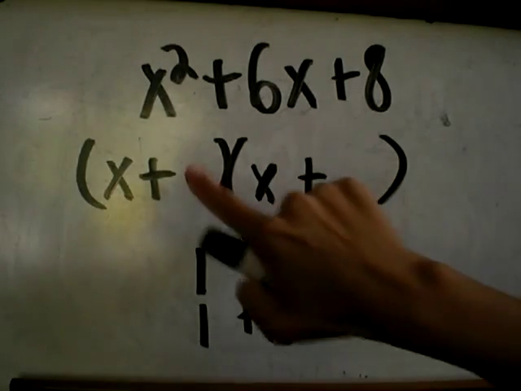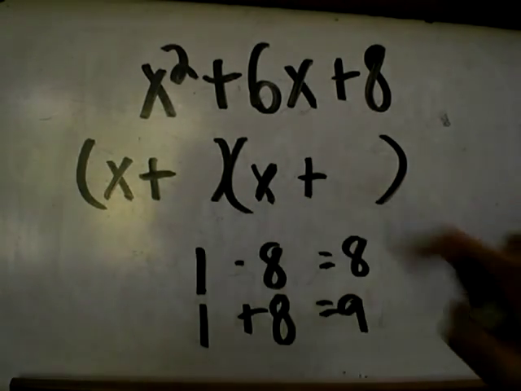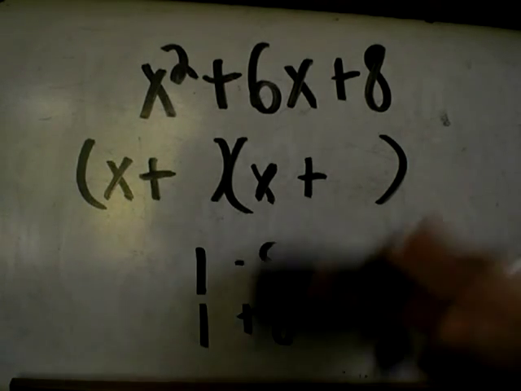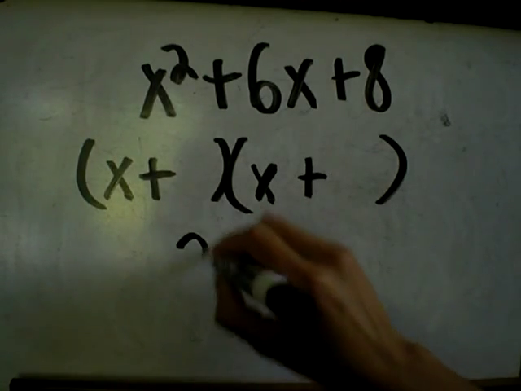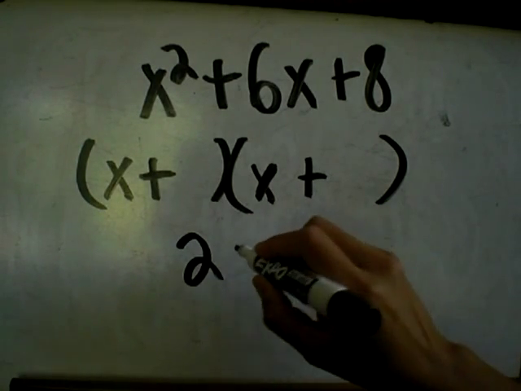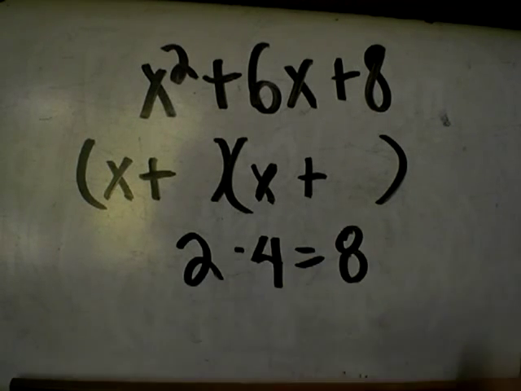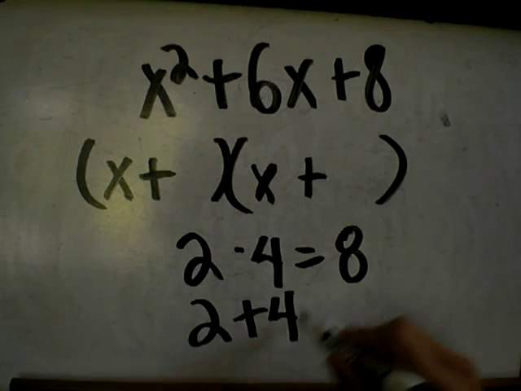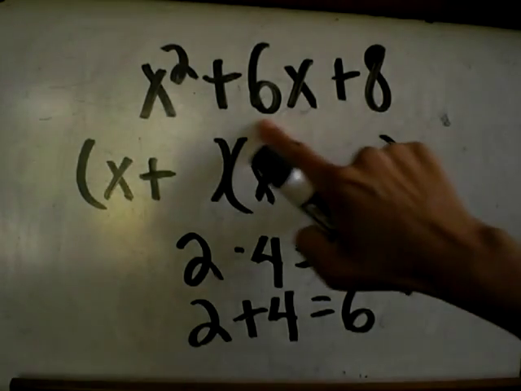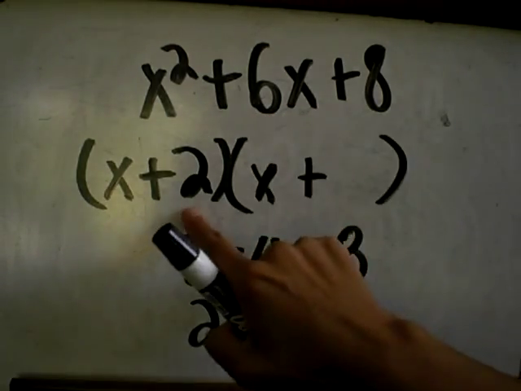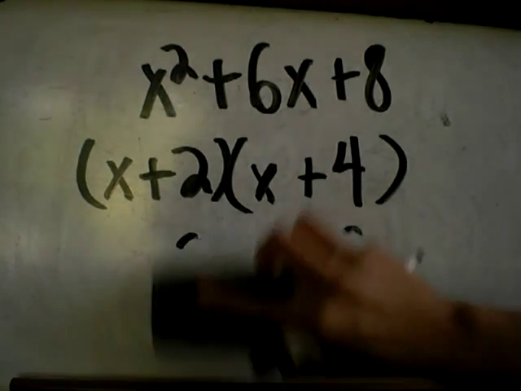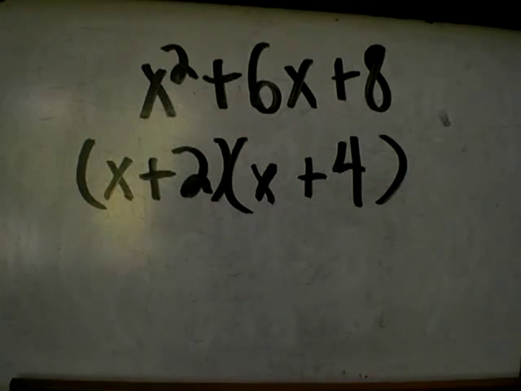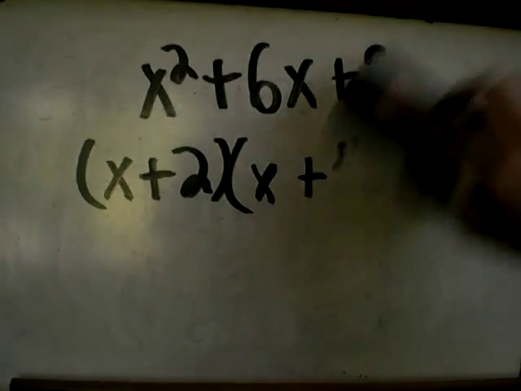So we know that we can't plug 1 and 8 in here. So we can think of maybe two other factors. We've got 2 and 4. So 2 times 4 does in fact give us 8, and then 2 plus 4 gives us 6. So we know that we can plug these in. This will be a 2, this will be a 4, or vice versa. This could be a 4, this could be a 2. Okay, so that was easy.